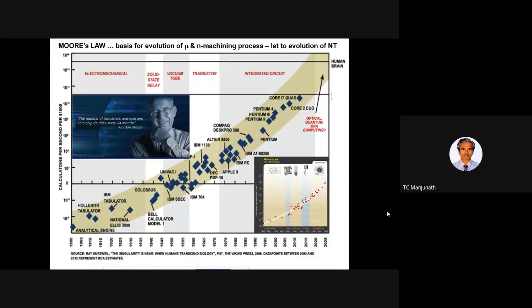applications. You can see here, in the earlier days, there was a vacuum diode, which was very big. Then came the diode, then came the transistor. Those are all discrete components. In modern day components, everything, the silicon, resistors, inductors, capacitors, is etched onto a single chip. So the number of transistors and resistors on a chip doubles every 24 months. That is what Gordon Moore has said.